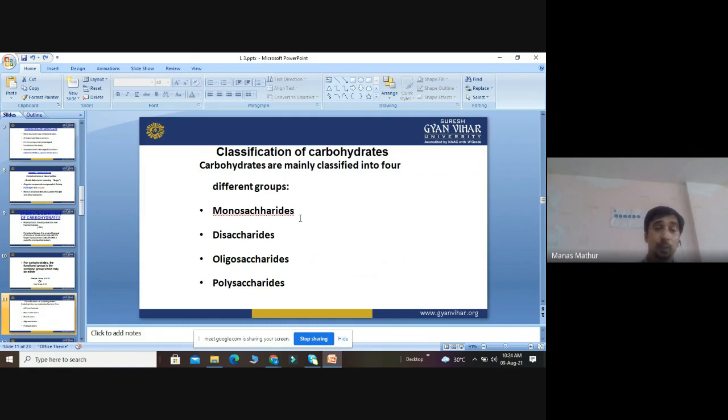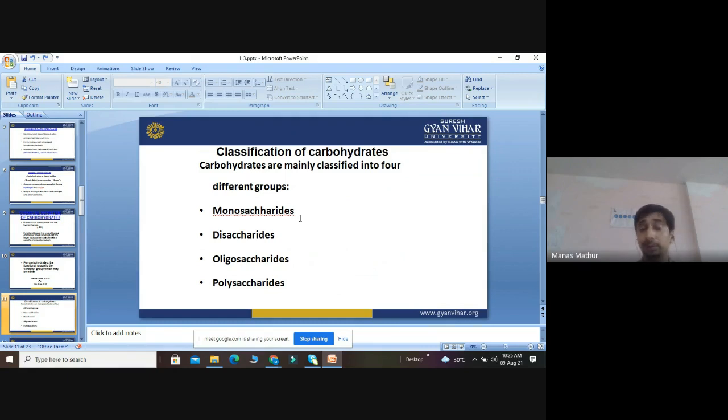Now, the next point: how we can classify carbohydrates. Carbohydrates are basically classified into four different groups: monosaccharides, disaccharides, oligosaccharides and polysaccharides. Saccharides are the functional unit of carbohydrates. Mono means one. If it is one unit of repeating chain, it is called a monosaccharide. If there are two units of repeating chain, they are called disaccharides.